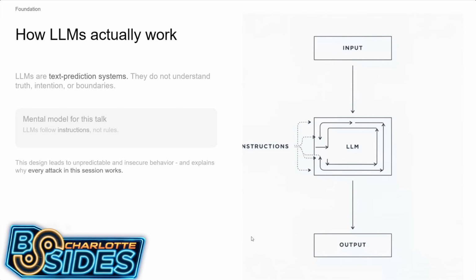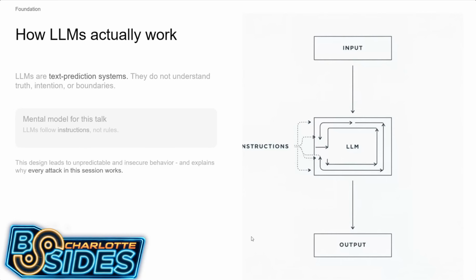And once you understand that, every attack we're about to show becomes predictable, because attackers aren't breaking the system, they're competing inside the same context. They add new instructions, reframe existing ones, or hide them in data, and the model resolves all of it without a concept of trust. That design is what makes the system powerful and also what makes the system insecure.